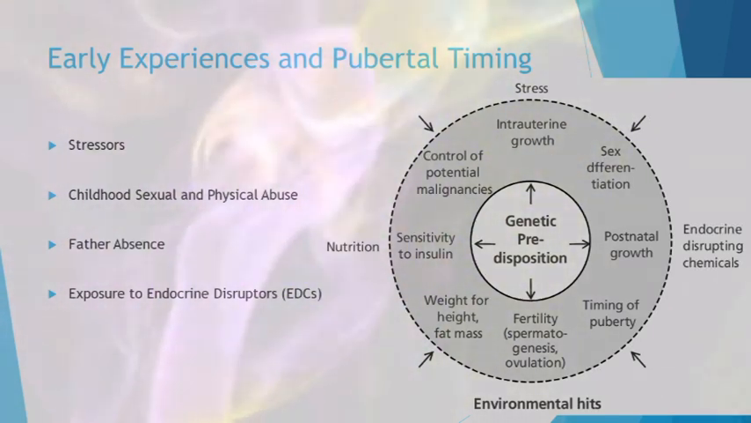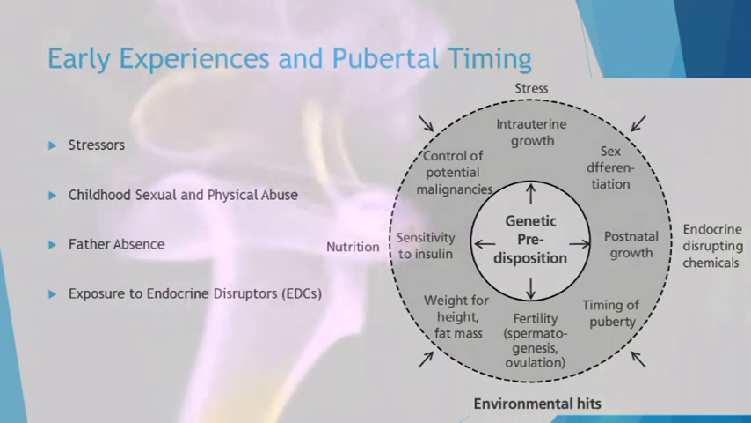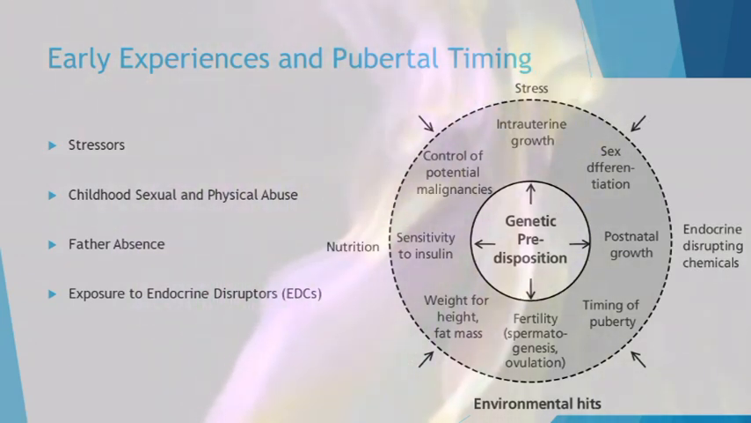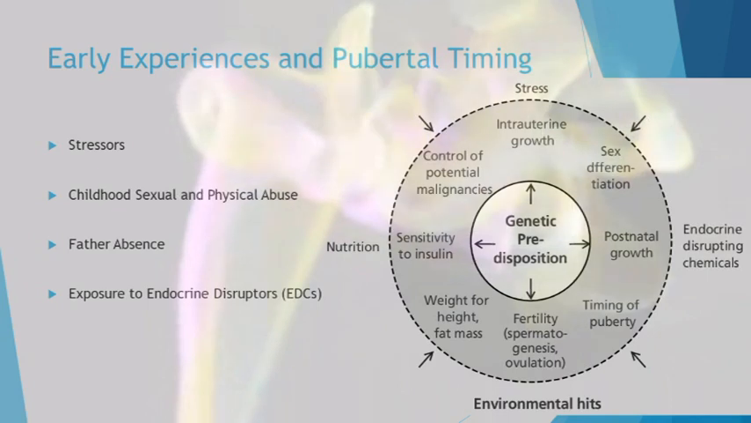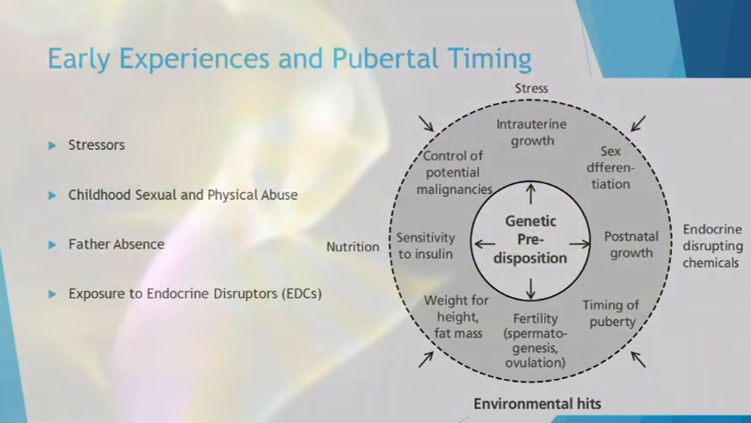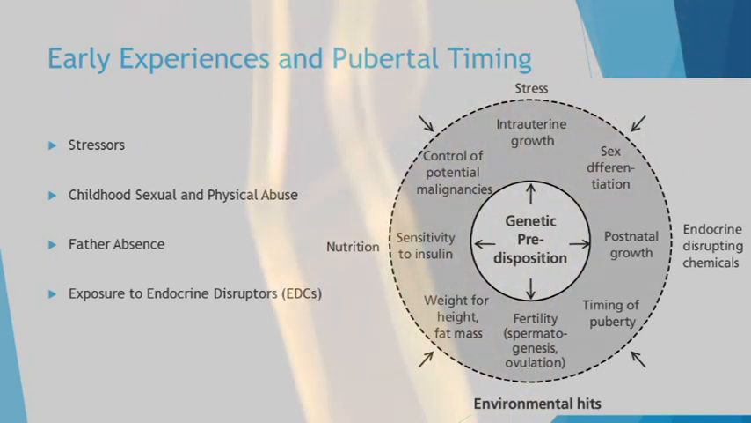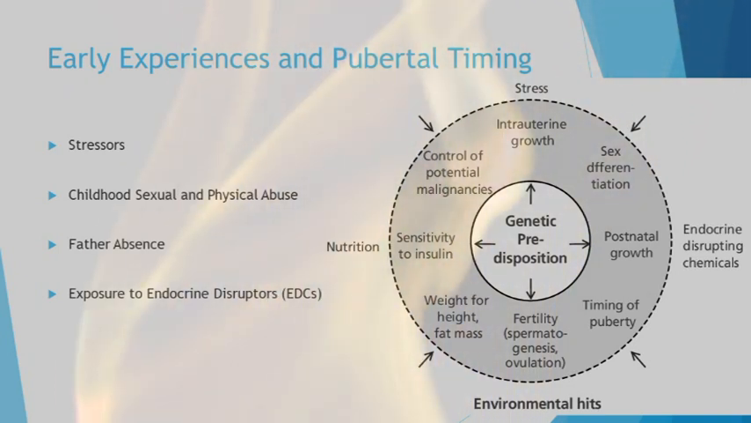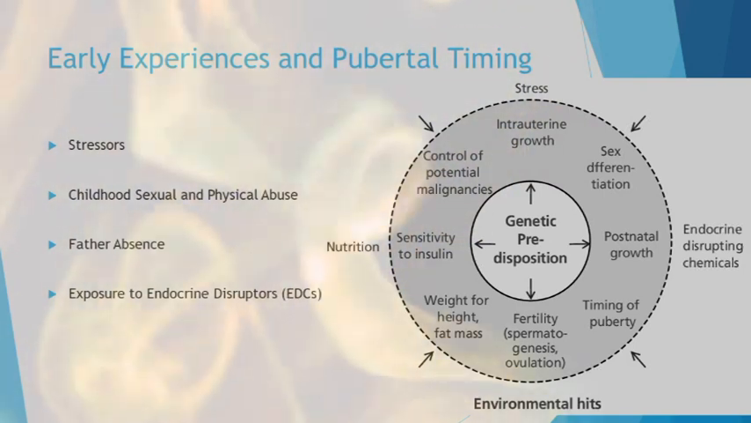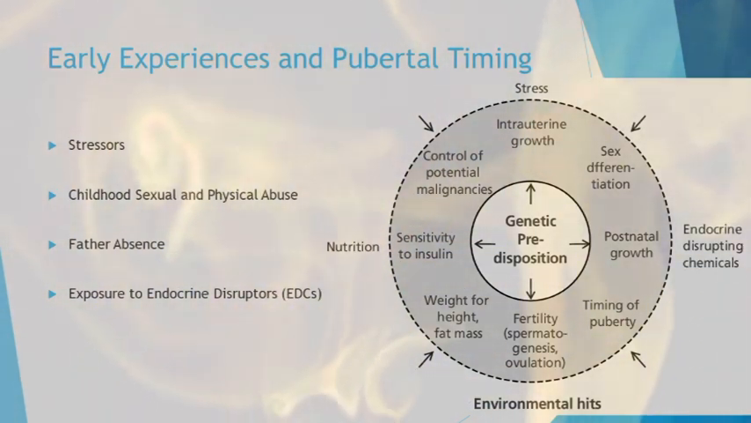Studies have found that there's an association between experiences of childhood sexual abuse or physical abuse and early onset of puberty in girls. So basically, the theory goes that traumatic experiences during childhood can disrupt the normal functioning of what we call the hypothalamic pituitary gonadal axis, and that leads to an accelerated pubertal development.